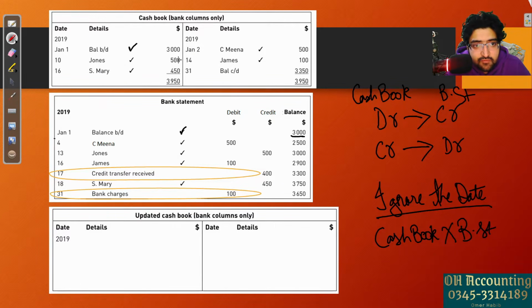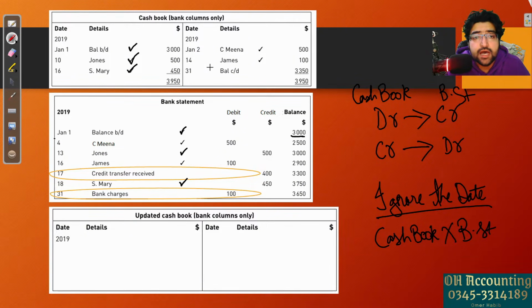Now let's compare the debit side with the credit side. So Jones 500 on debit. We should be able to find this on the credit side. Jones 500 credit. It's there. So we have ticked this and this. S. Mary 450 on debit. So it should be on the credit side in the bank statement. Is it there? S. Mary credit side 450. Yes. So that's why they have ticked this and ticked this.